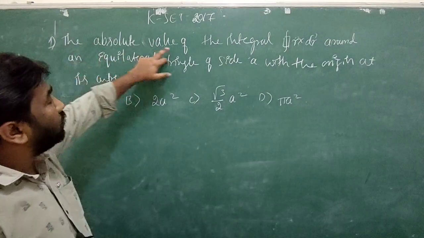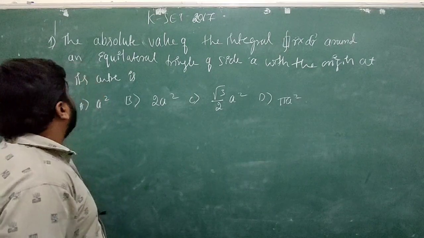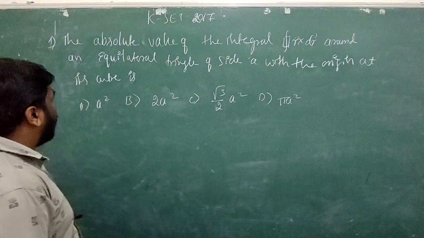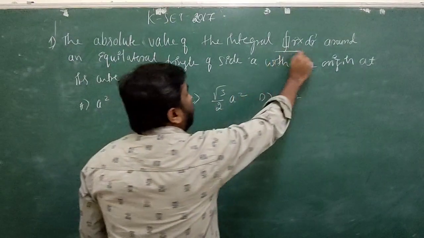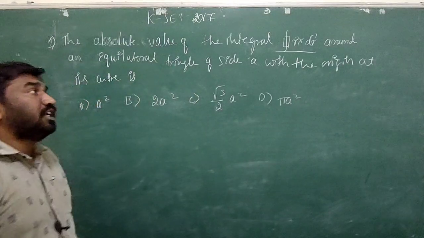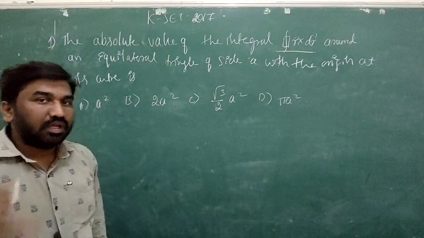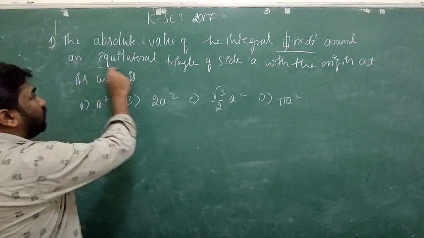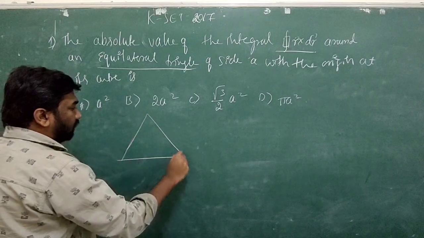The absolute value of the integration r cross dr around an equilateral triangle of side A with origin at its center is. So this is the question given. Integration of r cross dr gives the area of a given system. So here the system is an equilateral triangle. That means all three sides are equal.